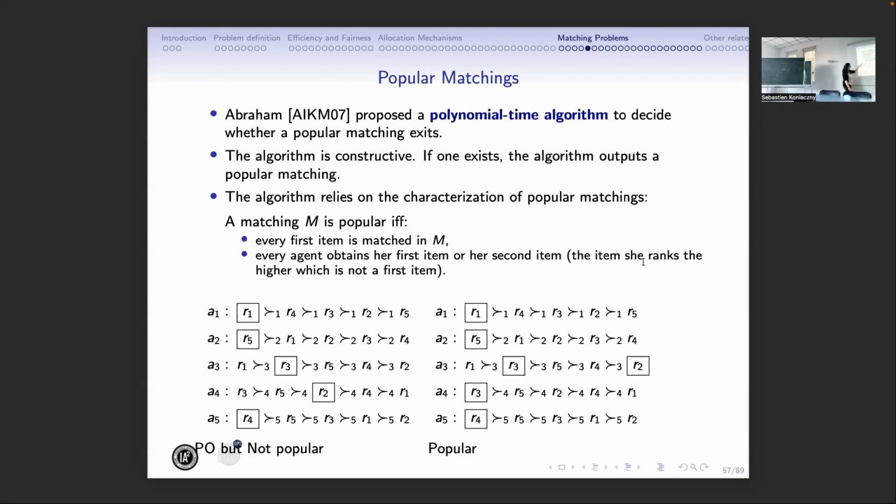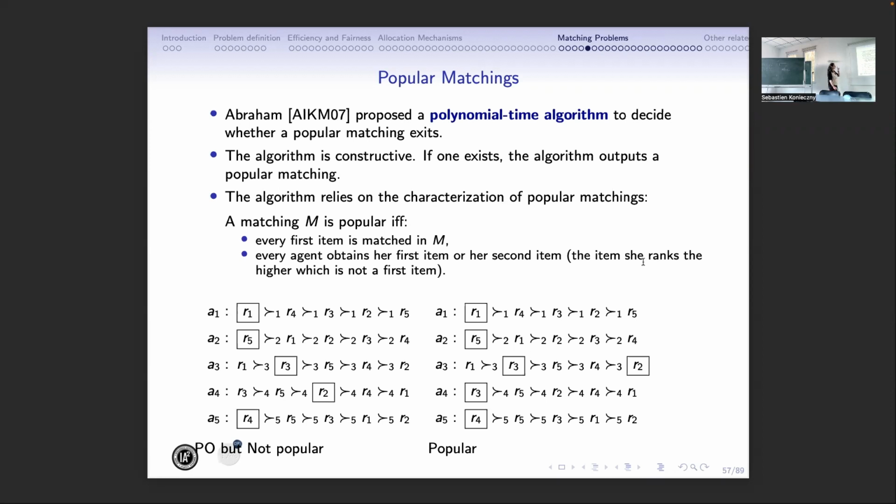a first item is a resource that is ranked first by at least one agent. So in this case, R1, R5, R3, and R4. So every first item is matched in M to a first agent, and every agent obtains a first item or a second item.